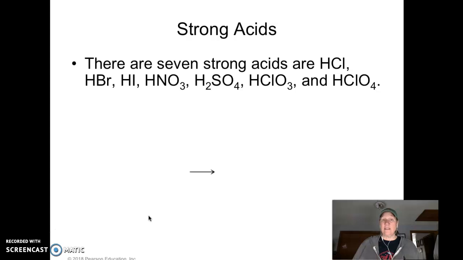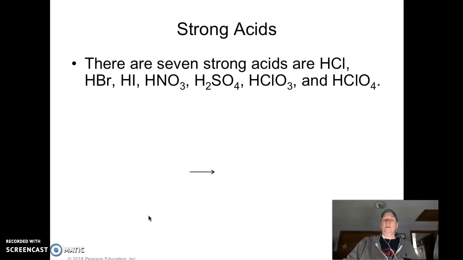We have nitric acid. If you ever have to use nitric acid, you guys wear gloves because it will turn your fingernails brown. And yes, I'm speaking from experience. So yeah, you don't want to mess with that stuff. H2SO4 is sulfuric acid. That's battery acid. If you've ever moved a battery from your car and got little holes in your shirt, that's sulfuric.